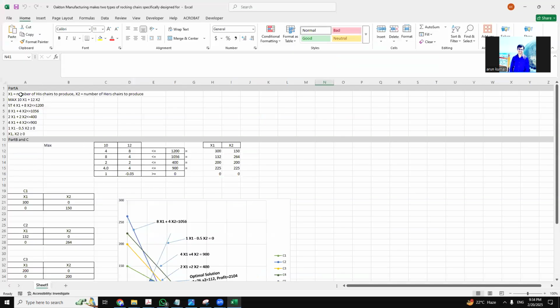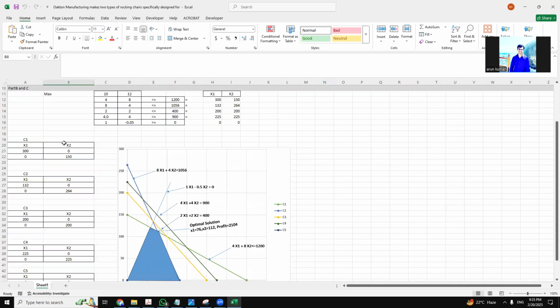So here's the Excel. This one is our constraints, and the aim is to maximize. So this one is maximize 10x1 plus 12x2. This is our maximization, and x1 and x2 are the variables that I have defined: x1 for his chairs to produce and x2 for her chairs to produce. So now this one is the part A formulation. Then in parts B and C, the graph and the optimal solution.